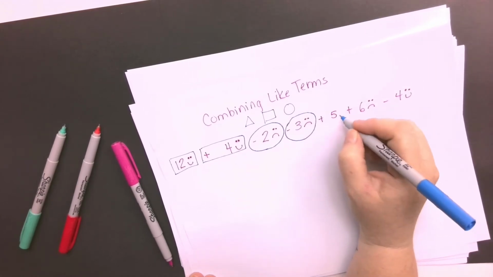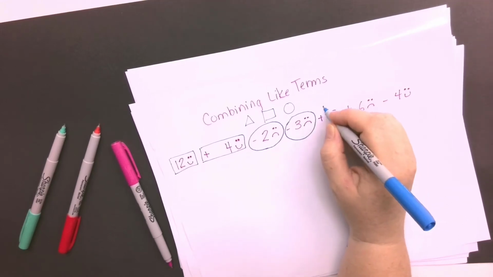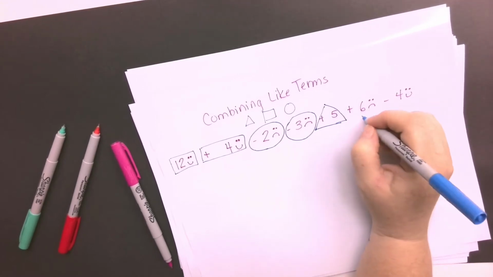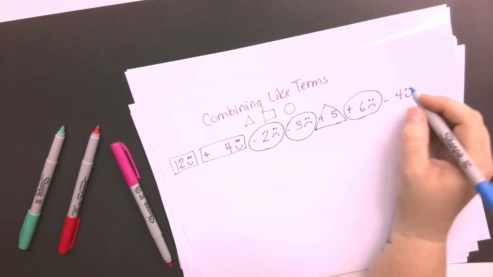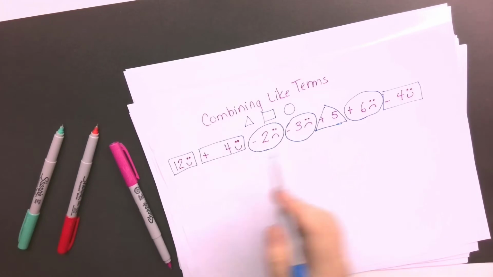And here we come, and this has no sad face or no happy face. And so let's use triangles for our constant terms. And then we have a happy face. We're going to put a rectangle around that. And now we're going to go back and combine all of our rectangles.